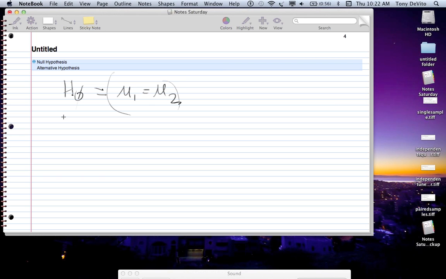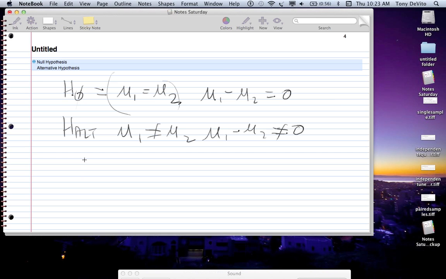And what you're trying to do is prove an alternative hypothesis, typically which is the mean of group 1 does not equal the mean of group 2. Sometimes the way that you'll see this written is mu1 minus mu2 equals 0, and mu1 minus mu2 does not equal 0, right? Really, these two are pretty much saying the same thing in either way that you phrase this.